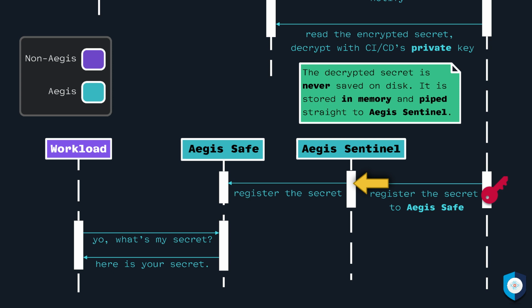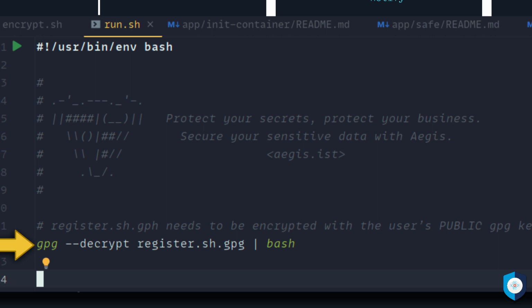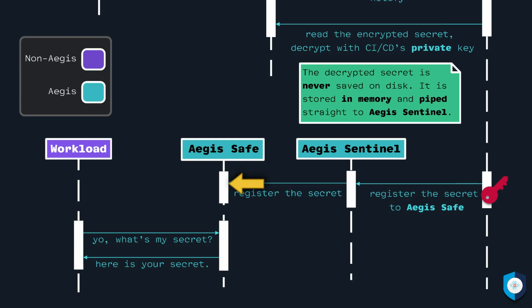But the important thing to note is while decrypting the secret, it is never saved to disk and everything is kept in memory. And for this, we are going to use Linux primitives and we are going to stream the file to the bash command prompt by using Linux pipes, which is a fancy way of saying that we'll be using the pipe operator. And after Aegis Sentinel registers the secret to Aegis Safe, the workload will eventually query Aegis Safe and get its secret.